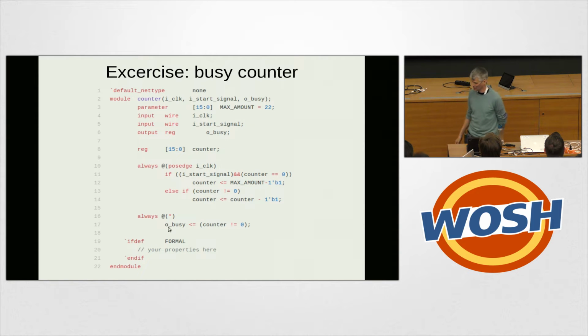So the first exercise for you and your partner is to write a property that proves the busy counter will never count for longer than max amount. So feel free to discuss that. I'm going to give you 15 seconds, starting now. 1, 2.